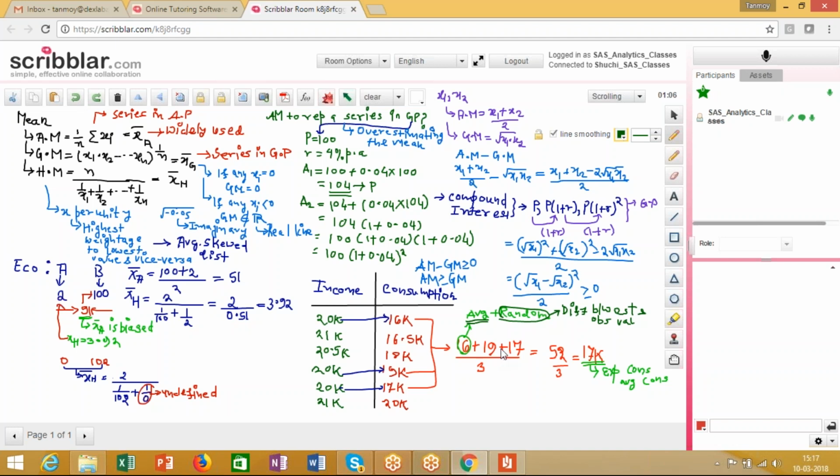Clear? So whenever we are trying to predict, we'll discuss this in greater detail when we get into the predictive modeling side of things. When we are trying to predict something, we are trying to predict the average behavior of the dependent variable based on the historical average behavior exhibited by the independent variable. Clear? So is this part understood?